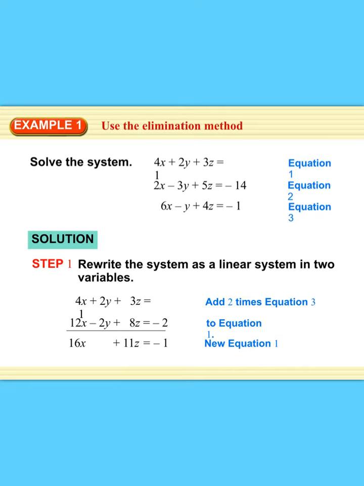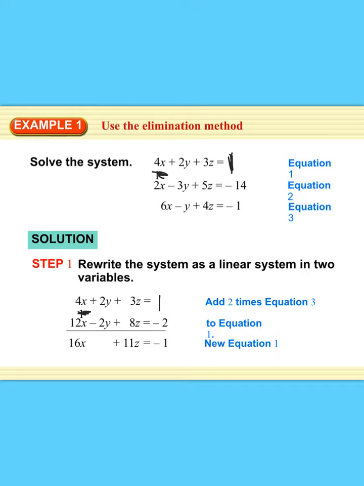So this is my system. 4x plus 2y plus 3z equals 1. That 1 should be over here. Again, like I said, it got messed up. And 2x minus 3y plus 5z equals negative 14, and 6x minus y plus 4z equals negative 1. So step 1 says we need to get it into two variables. So I am going to look at two of the equations at a time.